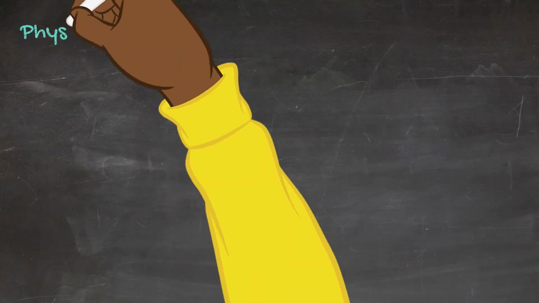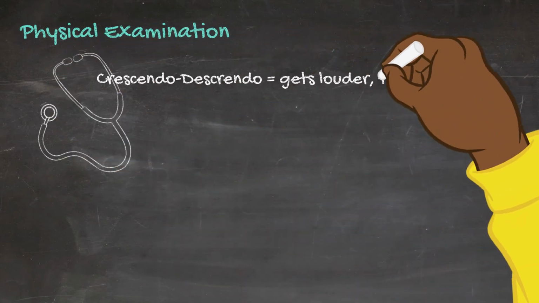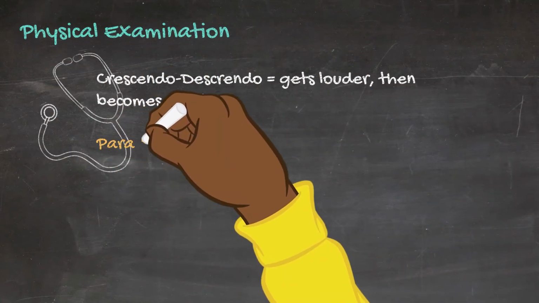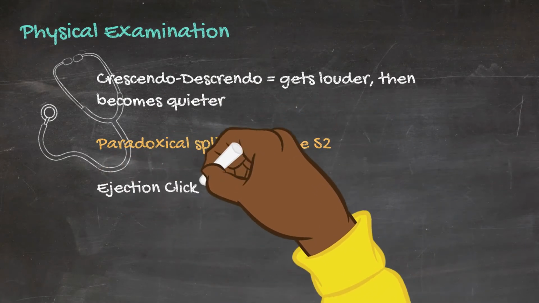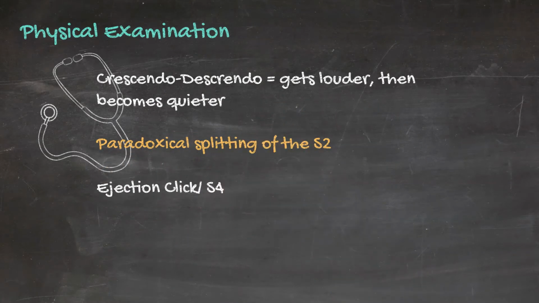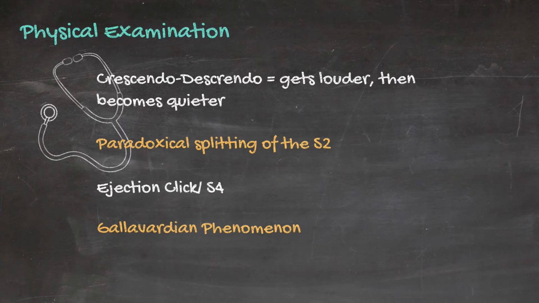During the physical examination, a trained physician may hear a crescendo-decrescendo murmur with a paradoxical splitting of the S2 sound, and a pathognomonic ejection click, also referred to as S4. A Gallavardin phenomenon may also be audible, which is a musical sound best heard in the apex, which becomes absent parasternally.